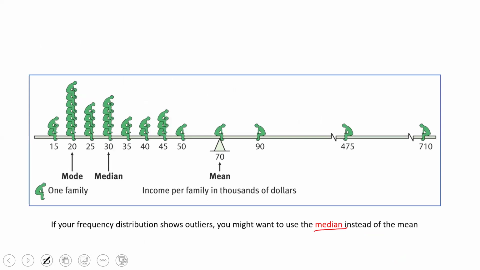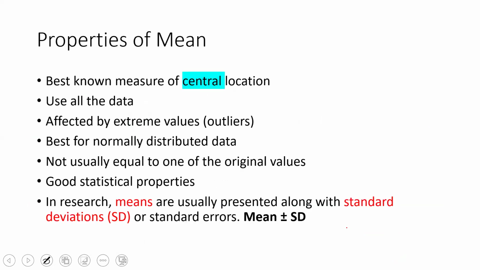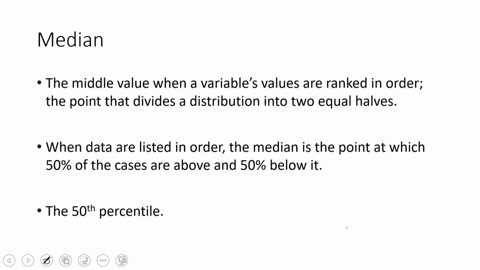The mean is the best measure of central location, that's the average. All the data are used. It's affected by extreme values. It's best for normally distributed data, and by the time you calculate it, it's not usually one of the original values. It has good statistical properties, and it is usually presented, as you might have seen, as mean plus or minus standard deviation.